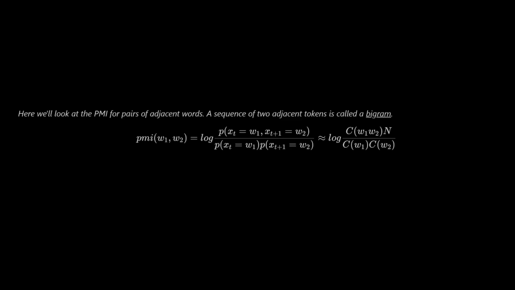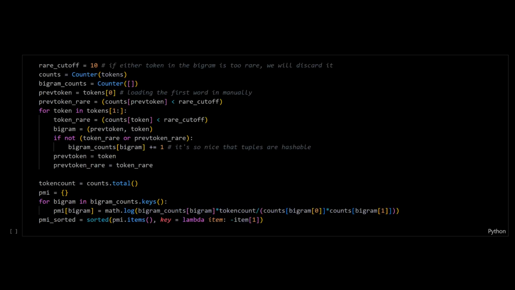We will apply the same formula to pairs of adjacent words in our text. Pairs of adjacent words are called bigrams or 2 grams, though if you call it a 2 gram, I respect you less. This code calculates the PMI for every bigram we've encountered in the text, unless either of its tokens has occurred less than 10 times.